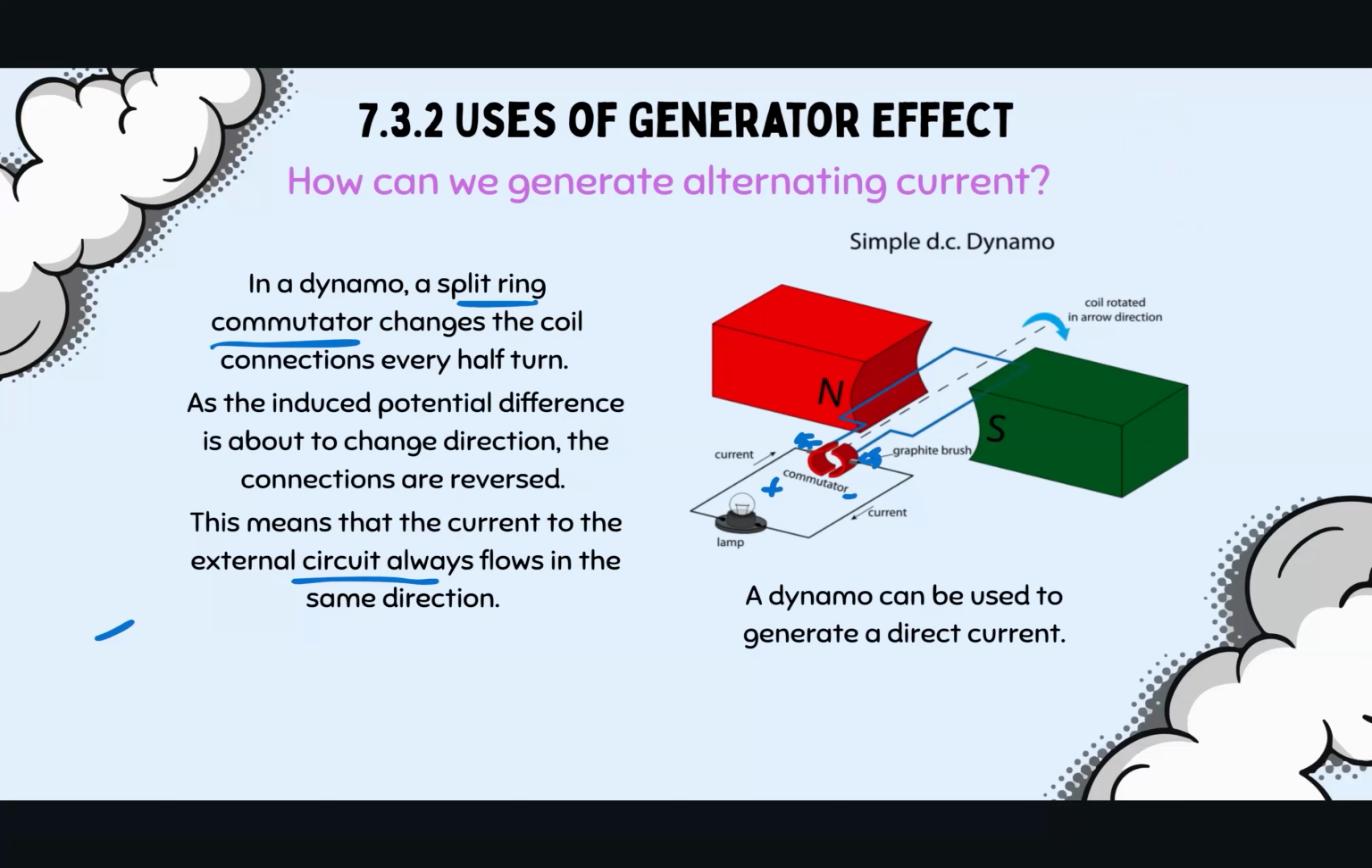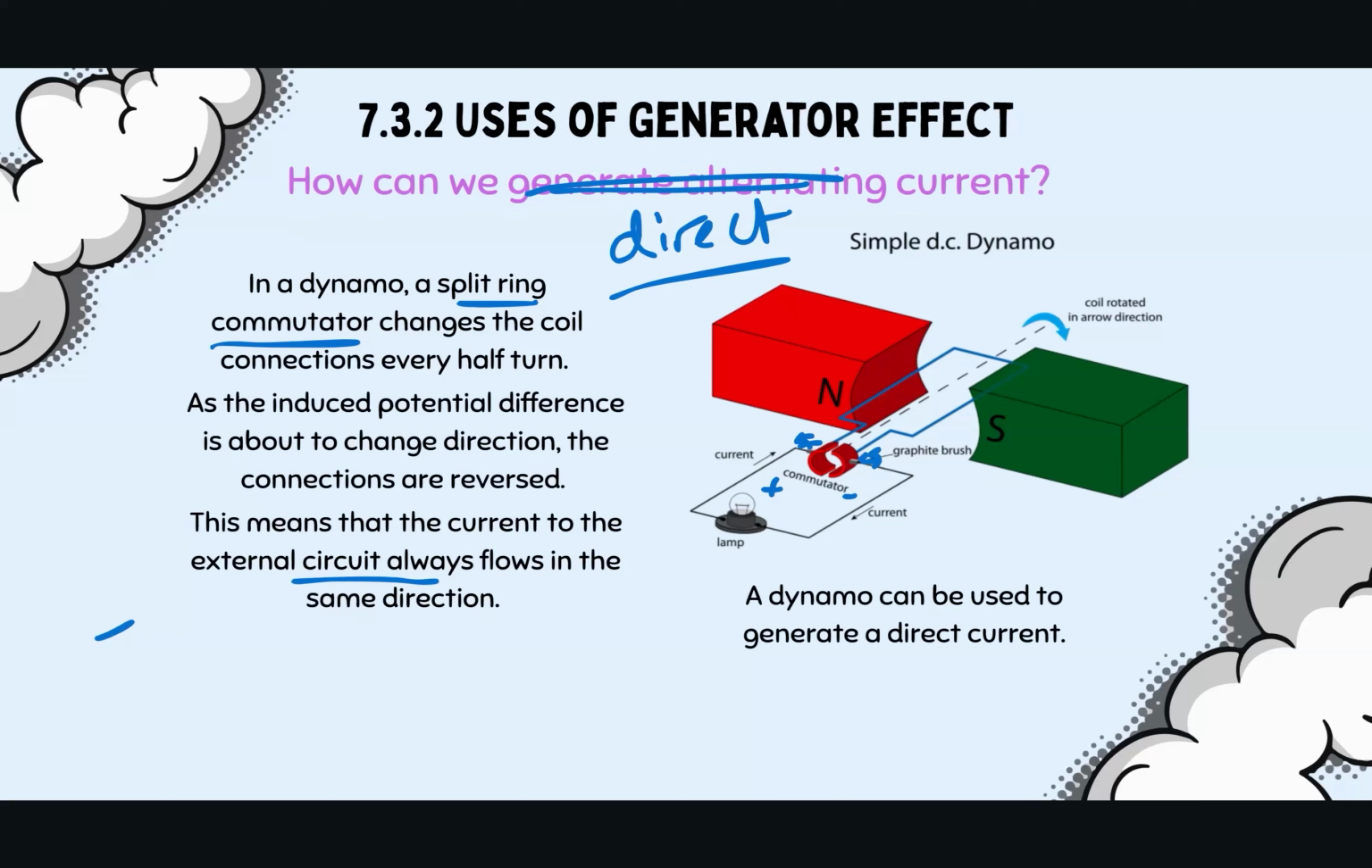Okay, so let's just quickly understand that. Now in a generator, we know we can produce alternating current. That's what that was in the previous slide. That should say direct current. Now in a dynamo, we still use exactly the same principle, but we use the split ring commutator to change the coil's connections every half turn.